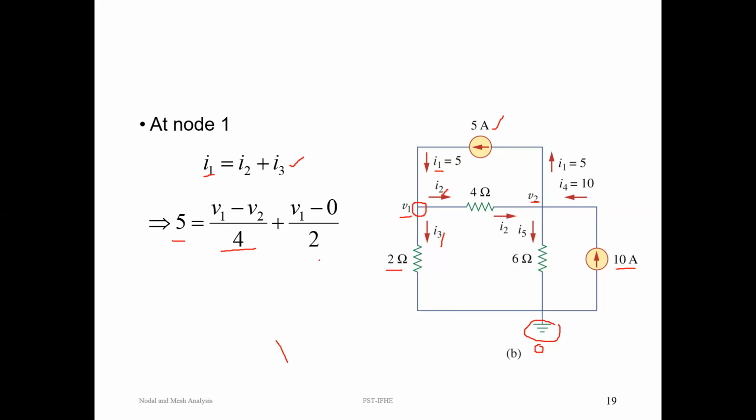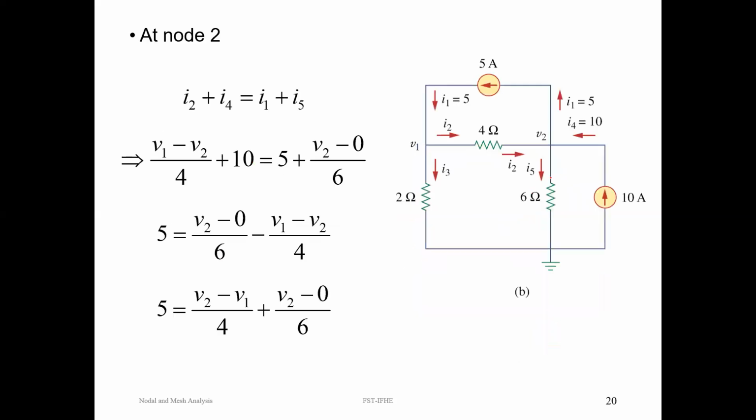Let us do the same step at node 2. If you look at node 2, the incoming currents are I2 and I4, and the outgoing currents are I1 and I5. So applying KCL at node 2, the incoming currents I2 plus I4 are equal to the outgoing currents I1 plus I5. Once we write down the current equation, we need to represent the currents in terms of node voltages.